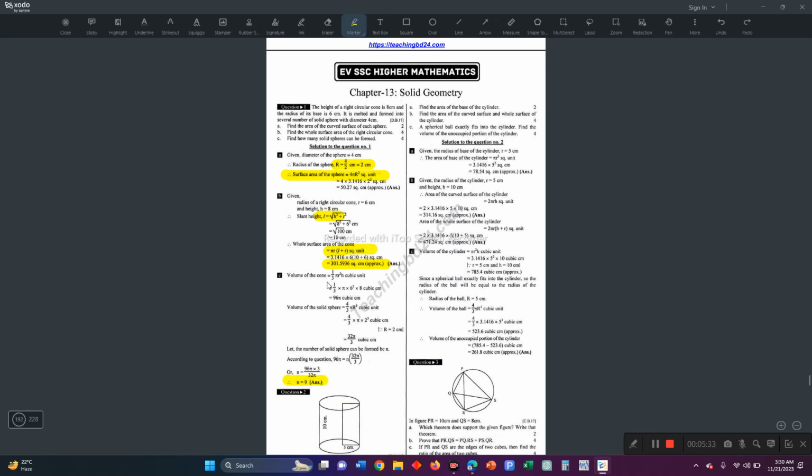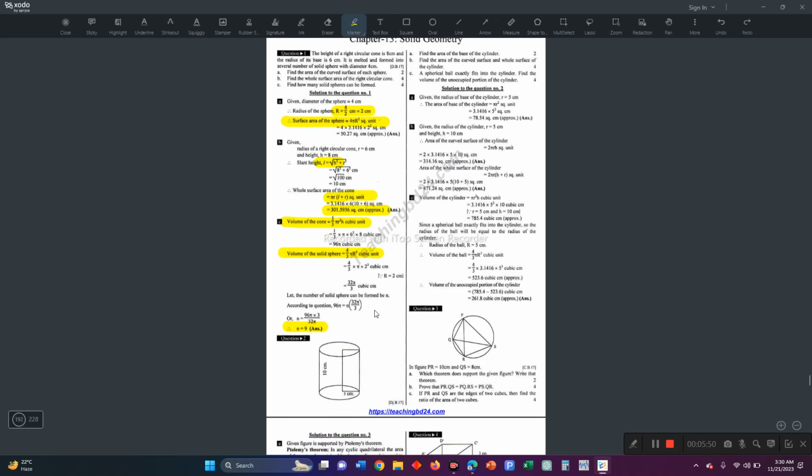Okay, so we have covered the right circular cone here and the solid sphere and their surface area. There's the whole surface area for a right circular cone, the volume of the right circular cone, and the volume of the solid sphere.